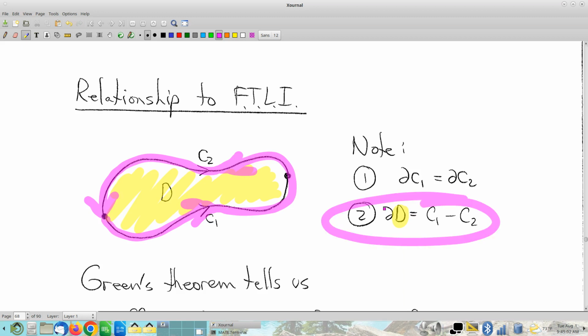And its boundary, of course, you can just look at the picture there and see the boundary of D, following the rule, region on the left, includes moving along the path C1 in the direction C1 is going, but then it also requires going along C2 but backwards, thus the minus sign.